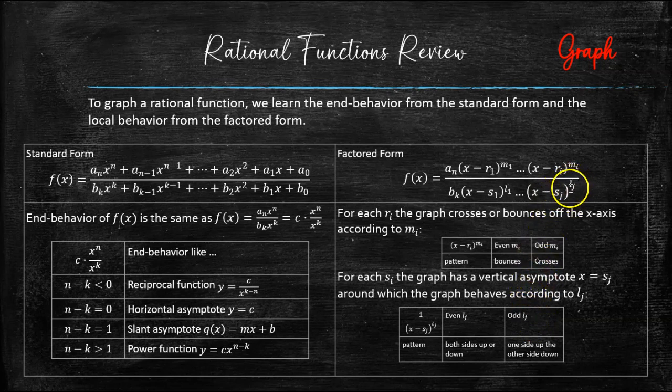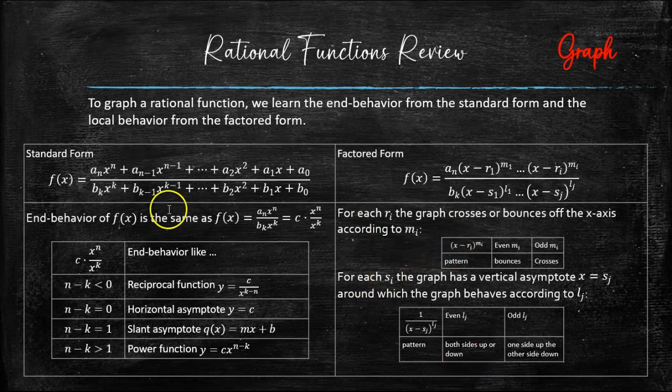So if this multiplicity is even, your graph will be, again, remember, you have an asymptote, so what are the possible behaviors? Your right side is up, left side is down. Right side is down, left side is up. Right side is up, left side is up, and right side is down, left side is down. So for even L's, both of your sides will be either up or down, and for odd L's, one side will be up, the other side will be down.